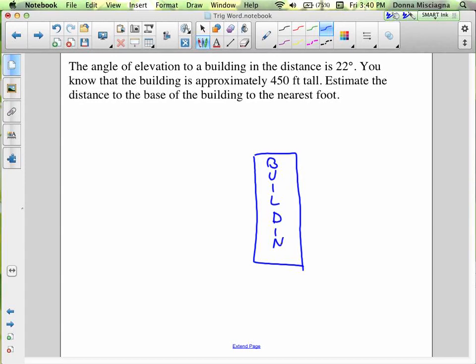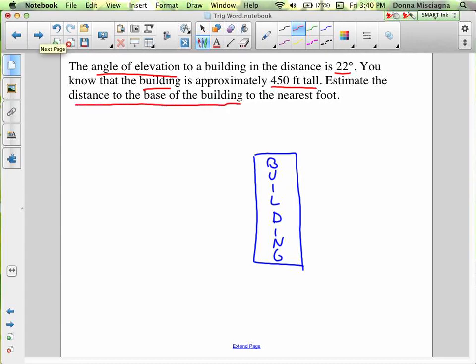There we go. The angle of elevation to the top of the building is 22 degrees. You note that the building is approximately 450 feet tall. Estimate the distance to the base of the building to the nearest foot. All right, so we're looking at an angle of elevation of 22 degrees, the building is 450 feet tall, and we want the distance to the base of the building.